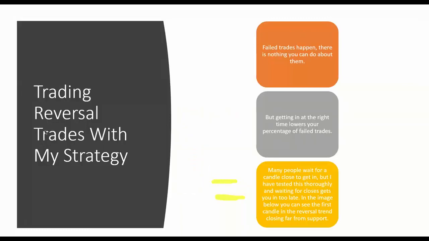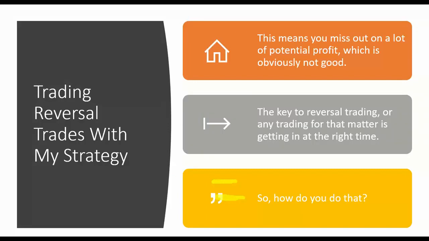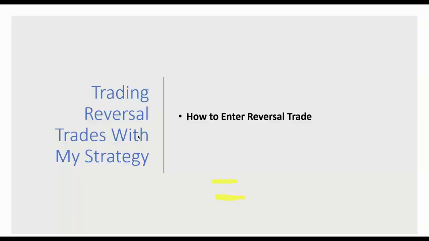So failed trades happen. There's nothing you can do about them. But getting in at the right time lowers your percentage of failed trades. Many people wait for a candle close to get in. But I have tested this thoroughly, and waiting for closes gets you in too late. This means you missed out on a lot of potential profit, which is obviously not good. The key to reversal trading, or any trade for that matter, is getting it at the right time. So how do you do that?